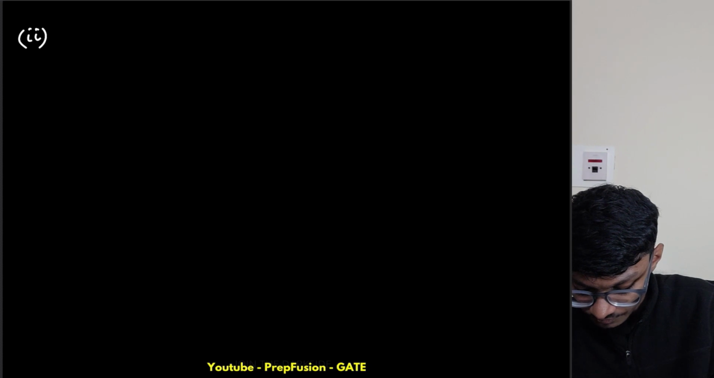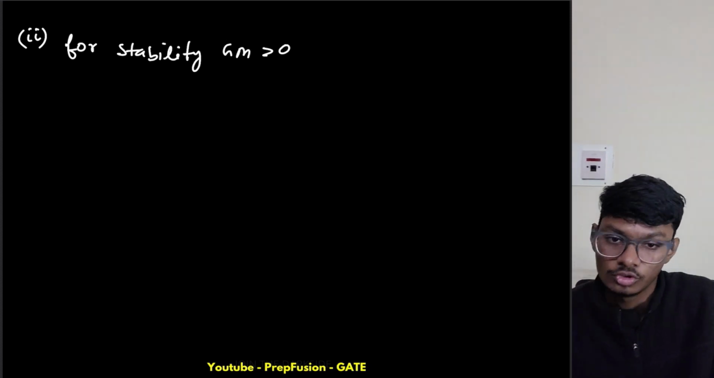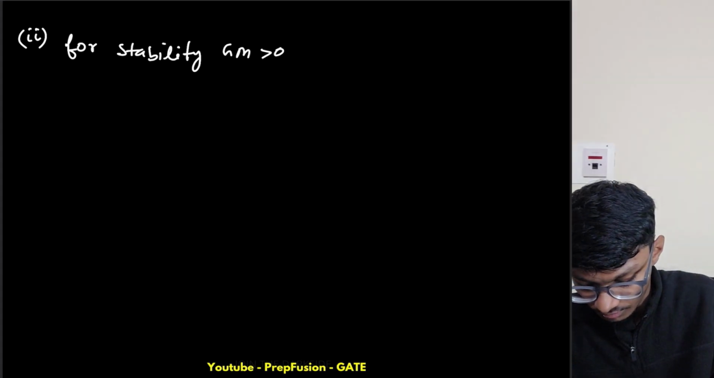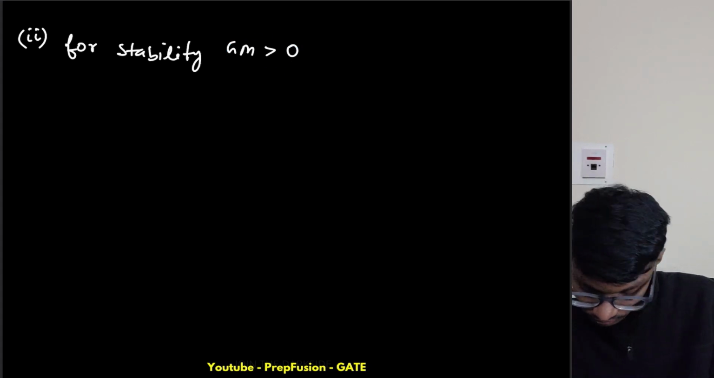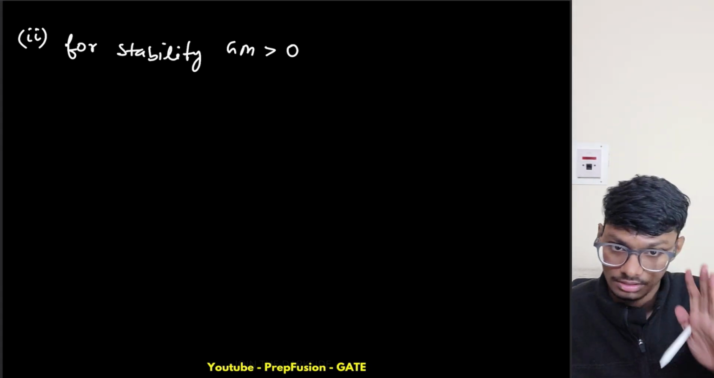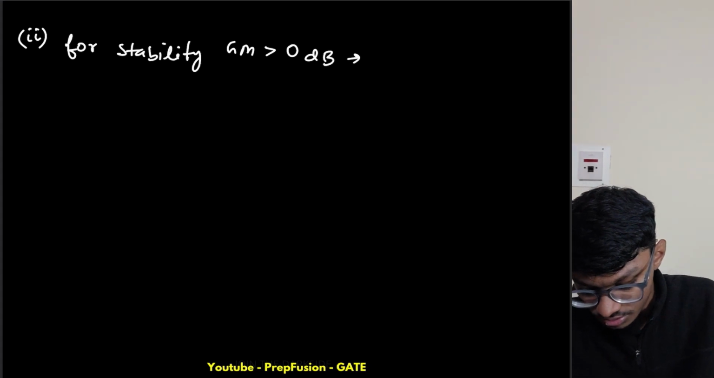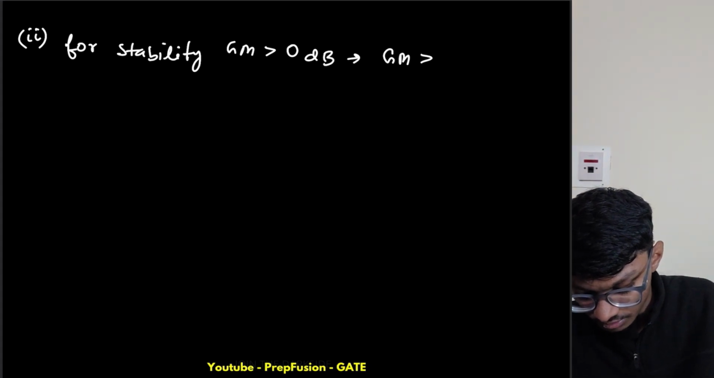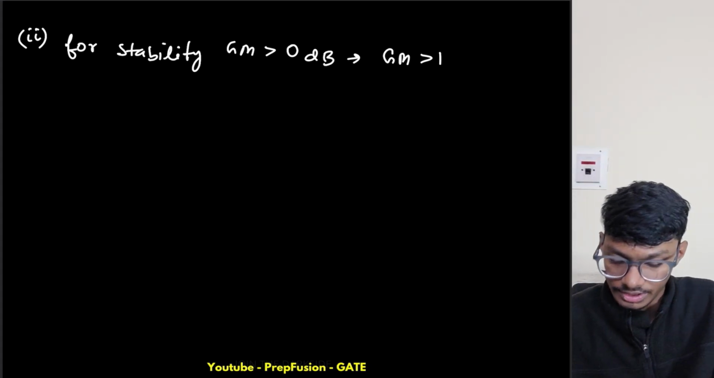So again, for stability, my GM should also be greater than 0. If my GM is greater than 0, what does this mean? This is 0 dB, so in absolute values, this is 1, a unitless amount. So GM should be greater than 1.